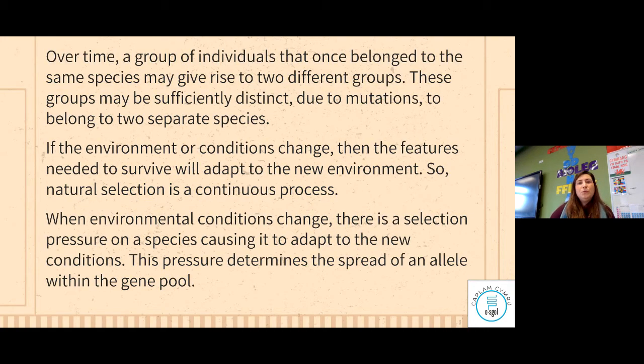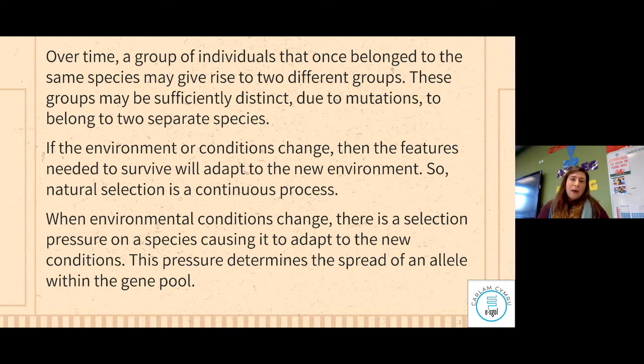So over time, a group of individuals that once belonged to the same species might give rise to two different groups, and they can be quite significantly distinct due to mutations. So they no longer belong to the same species and they've become two separate species. If the environment or conditions then change, the features needed will also change in order to adapt to the new environment. So something will be selected against and something will be selected for, depending on the new conditions.